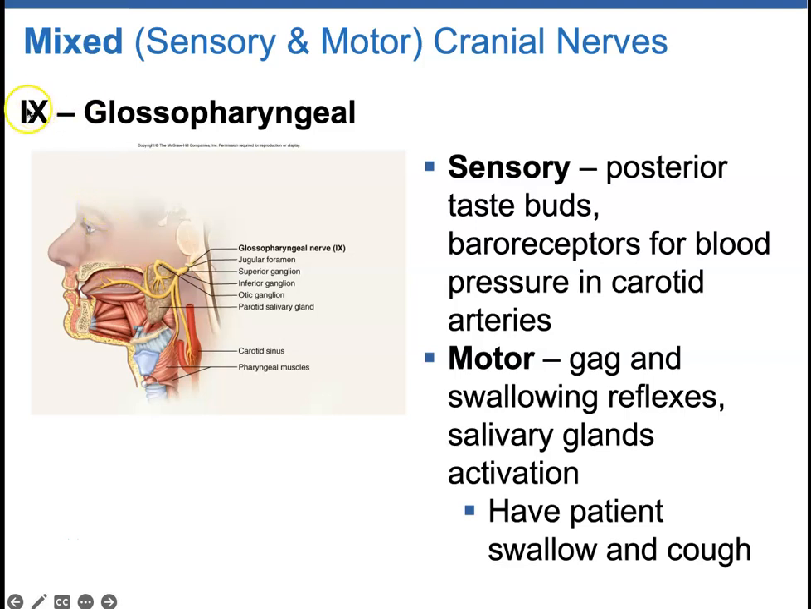Then number 9, the glossopharyngeal, very, very important with this one in terms of also taste, but real critical in terms of blood pressure regulation, and then also with swallowing because of how it impacts the ability of the larynx.